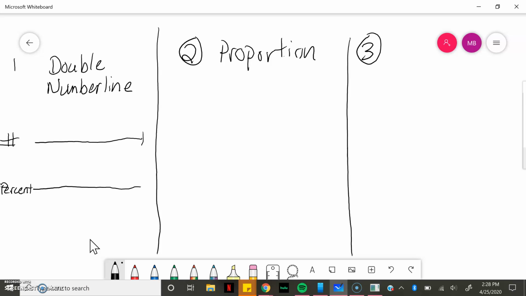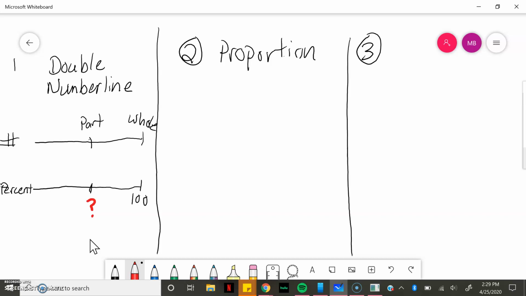So the whole amount is going to go at the end, and this amount is going to be 100%. So if you got 12 questions out of 12 right, that would be 100% if you got them all right. The next thing you're going to do is you're going to place wherever on the number line the number that represents your part. And then your goal is to figure out what percentage that is.